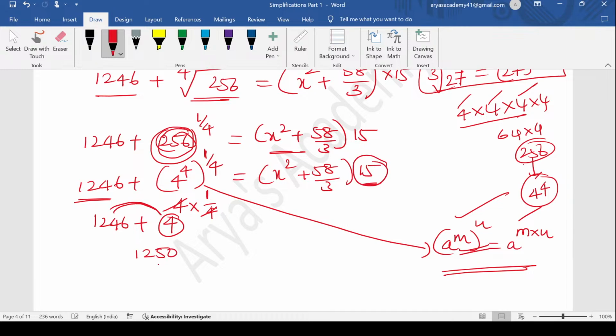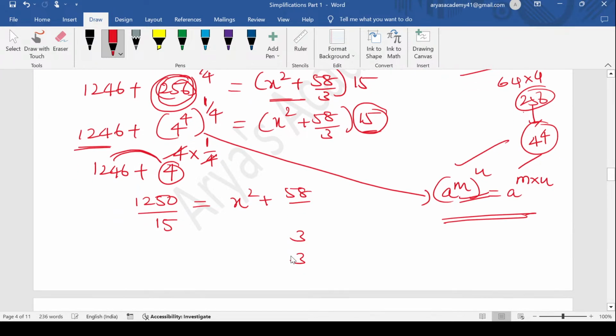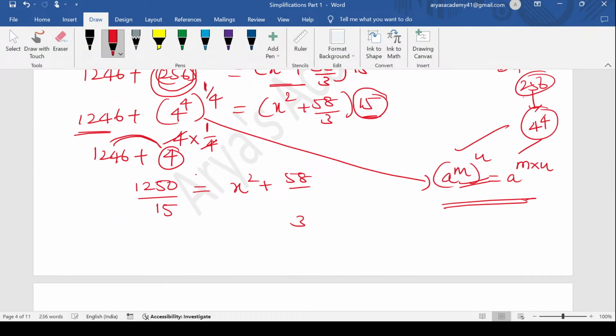This 15, which is in multiplication, has to come to the left side, and it becomes a division, or it comes to the denominator part. So 1250 by 15 is equal to x square plus 58 by 3. Okay, you can go for cancellation. 5 threes are 15, 5 twos are 10, 5 fives are 25, so 250. Finally we are left with 250 by 3. This is actually plus 58 by 3; when it goes to the left side of the equation, it becomes minus 58 by 3. That is equal to x square.